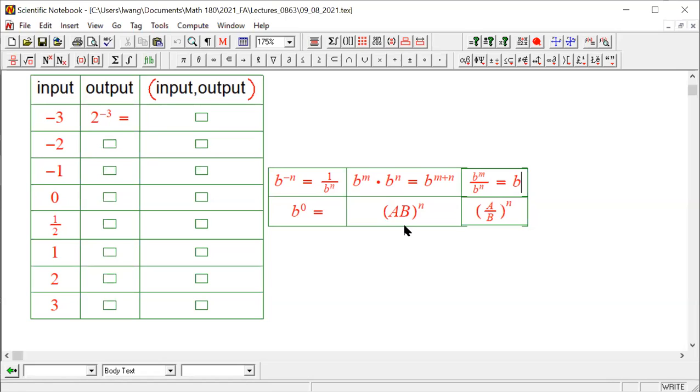If you have forgotten, you can figure out b to the power of m minus n. Very good. So this is b to the power of m minus n. So derive that.